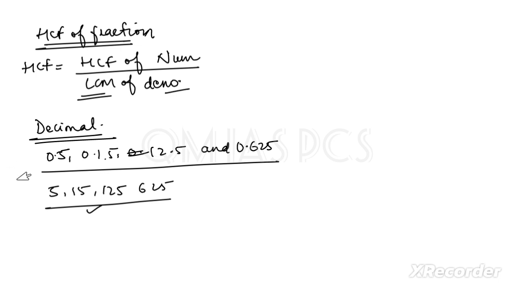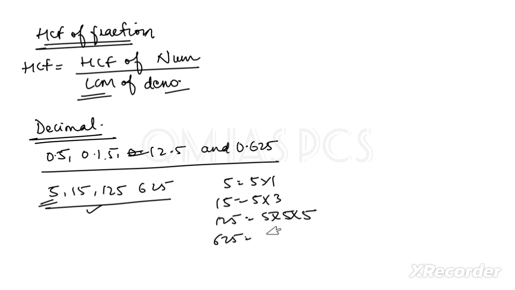So simply we know that the smallest number will be the HCF. For 5 it is only 5 into 1. For 15, it will be 5 into 3. It is 125, which is 5 into 5 into 5. And for 625 it is 5 into 5 into 5 into 5. So 5 is common in every number. So 5 is the HCF.